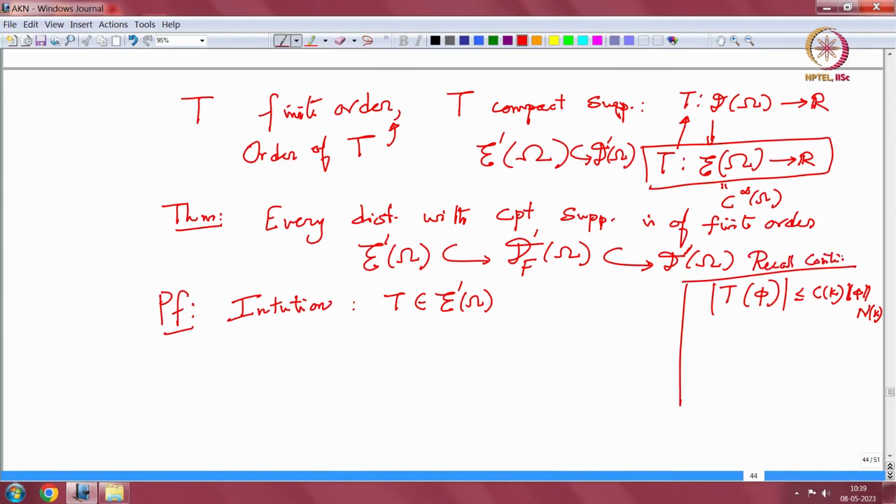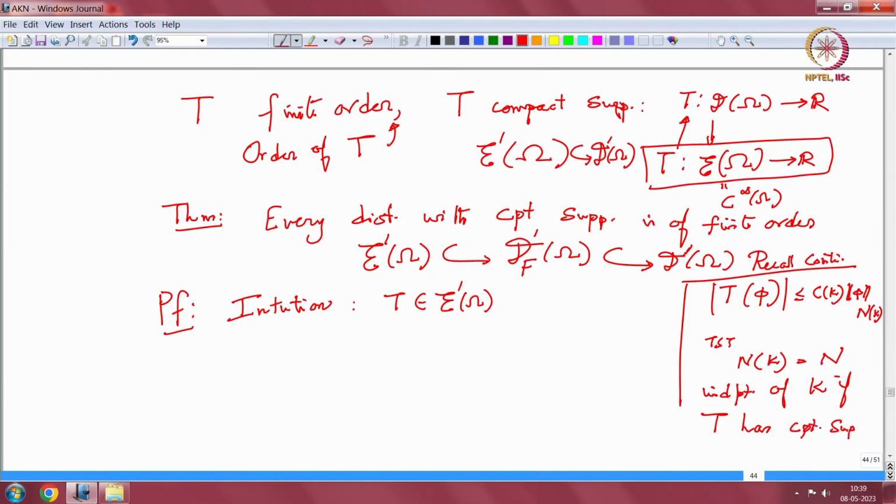If you want to show that T is of finite order, you have to show that n_K is equal to n, independent of K, if T has compact support. That is the theorem.